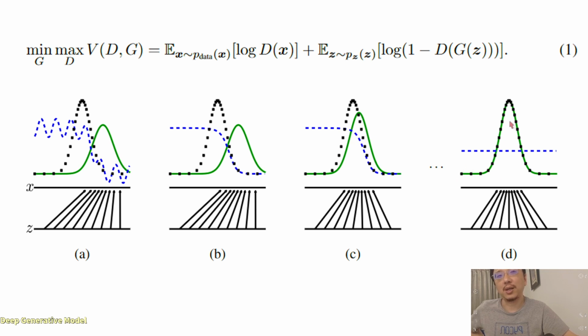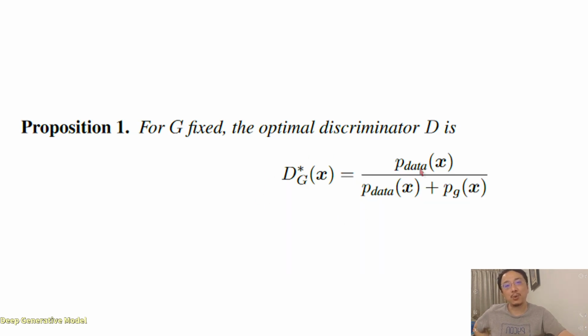So after a while, the green curve and the black curve coincide. Then the best the discriminator can do is output something that I don't know, because they are equally as good. So that's the process for GAN training. In fact, we can derive the optimal discriminator result. It can be computed right here.